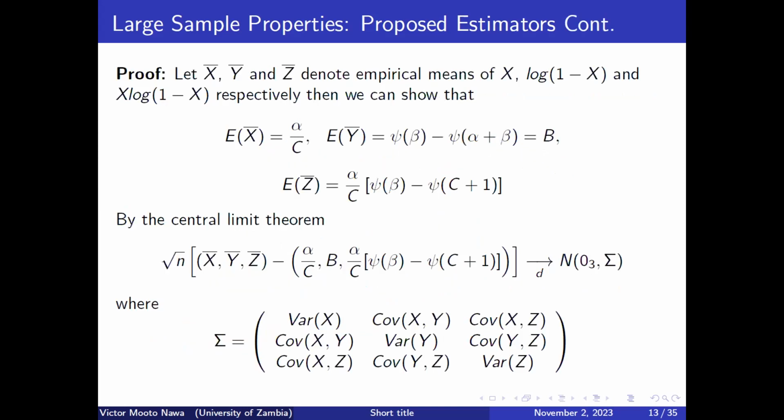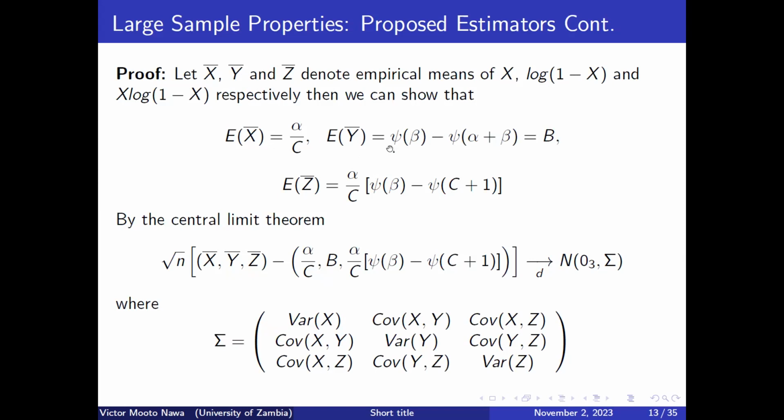What I do here is take you through a sketch of the proof. If we begin by letting x bar, y bar, and z bar denote empirical means of x, log of 1 minus x, and x times log of 1 minus x, we can get the expectations of these x, y, and z bars given by these expressions.